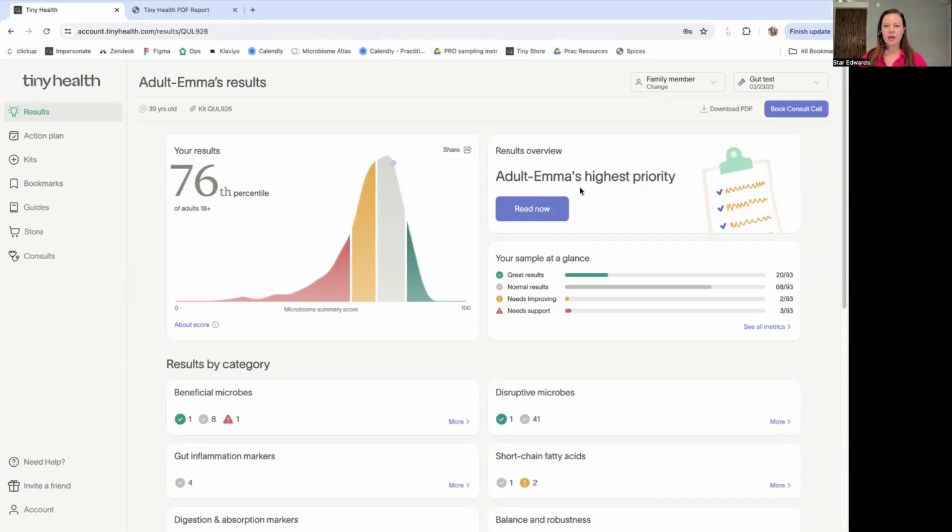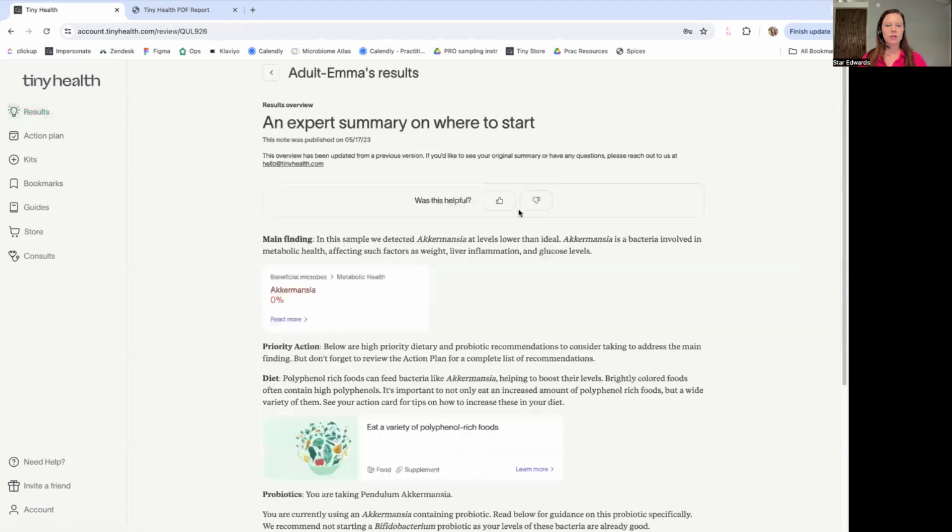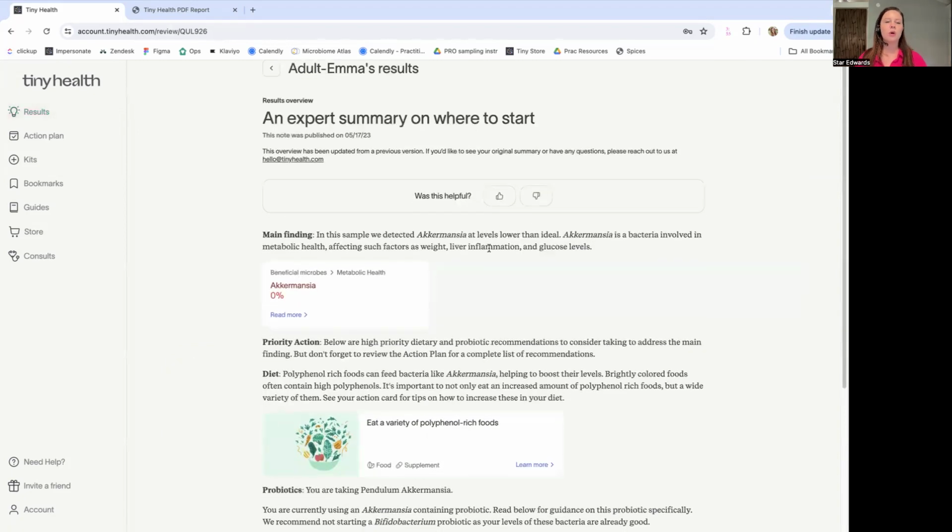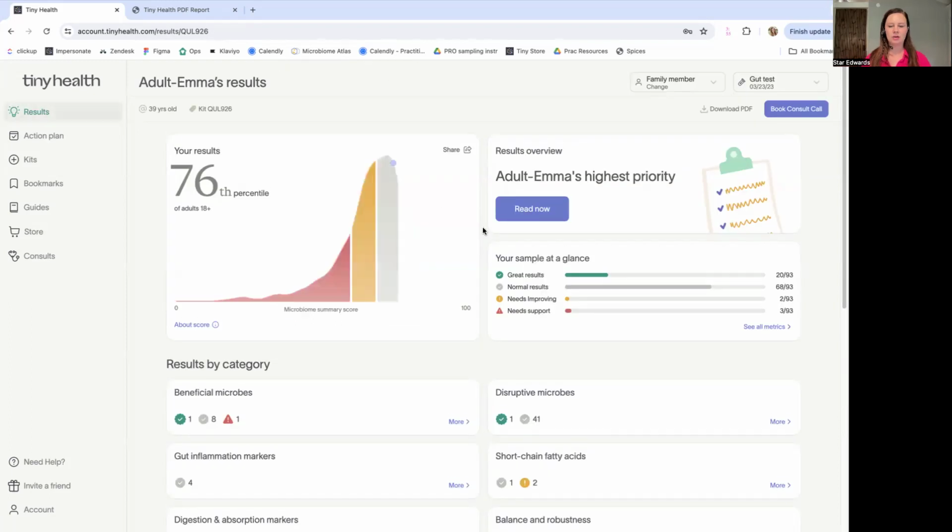And then we will look at the highest priority. If you click here, it will pull in what we consider to be the worst thing that we found. So from a high level, we know what we need to work on. For this patient, it's having no akkermansia.